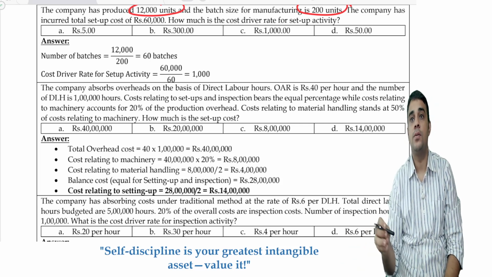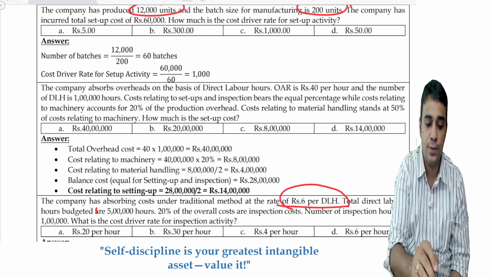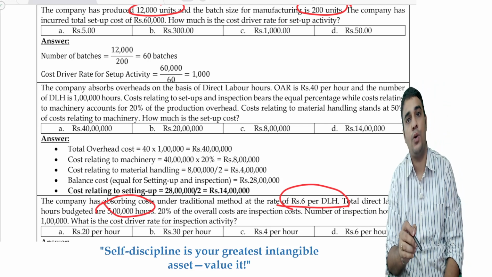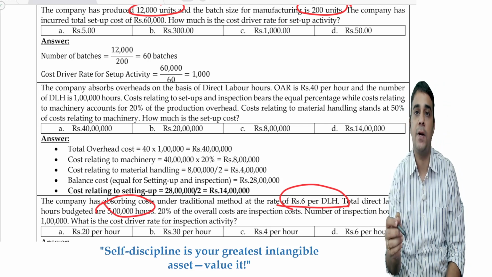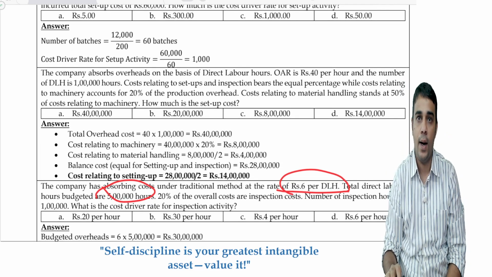How much? Under the traditional method, reverse working, 6 into 5 lakh. 30 lakh is the total overhead. 20% is inspection, which is 6 lakh divided by 1 lakh.